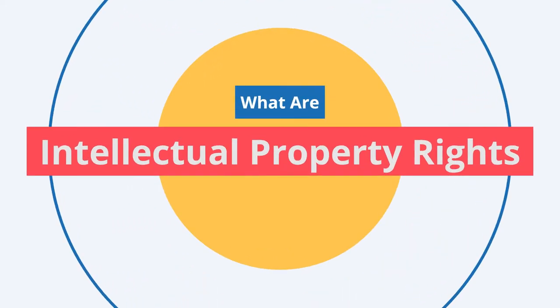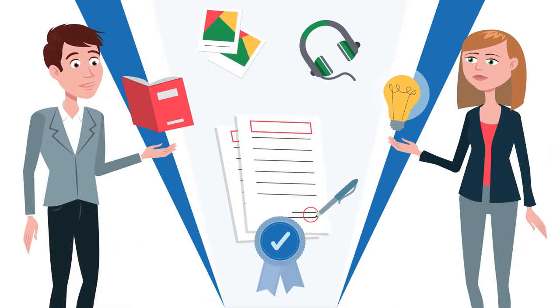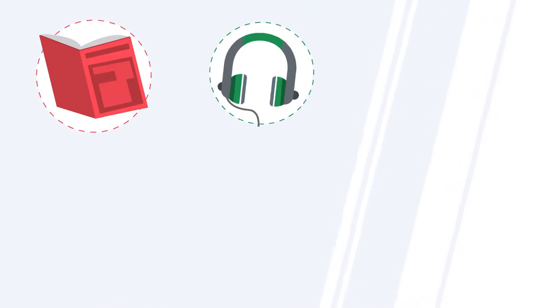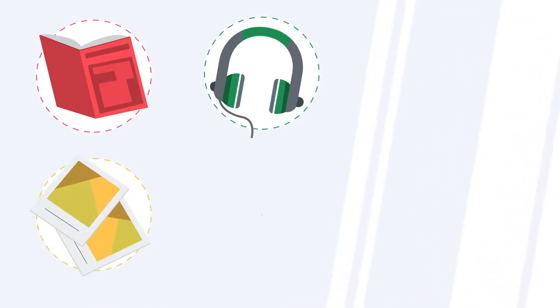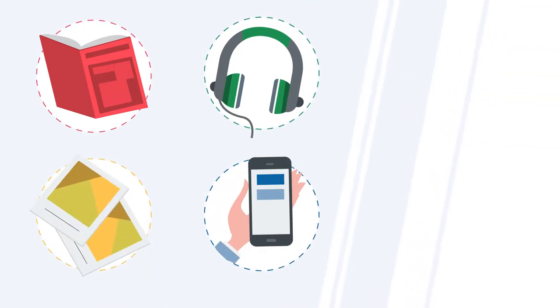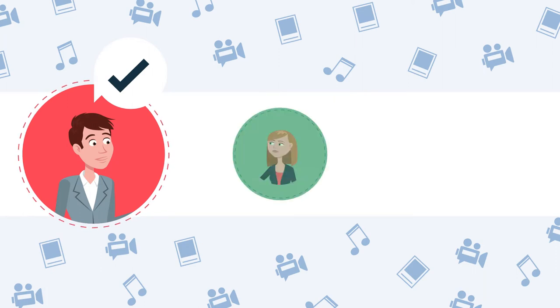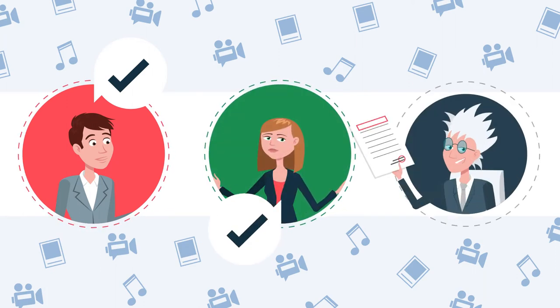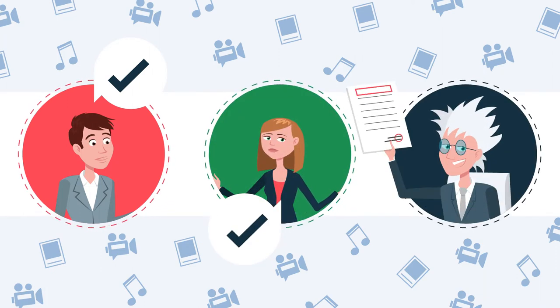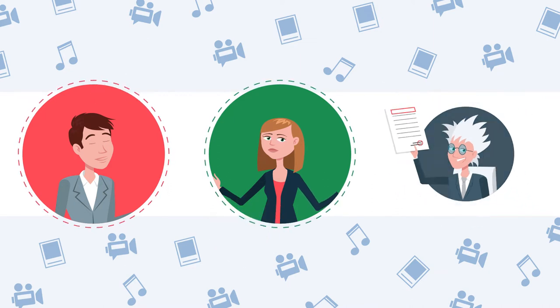What are intellectual property rights, and why do they exist? When you read magazines, listen to music, watch movies, or play games on your phone, you are using works and devices that are protected by intellectual property rights. Intellectual property rights give the creator of a work or an innovation the right to decide over its use and to receive remuneration for the use.